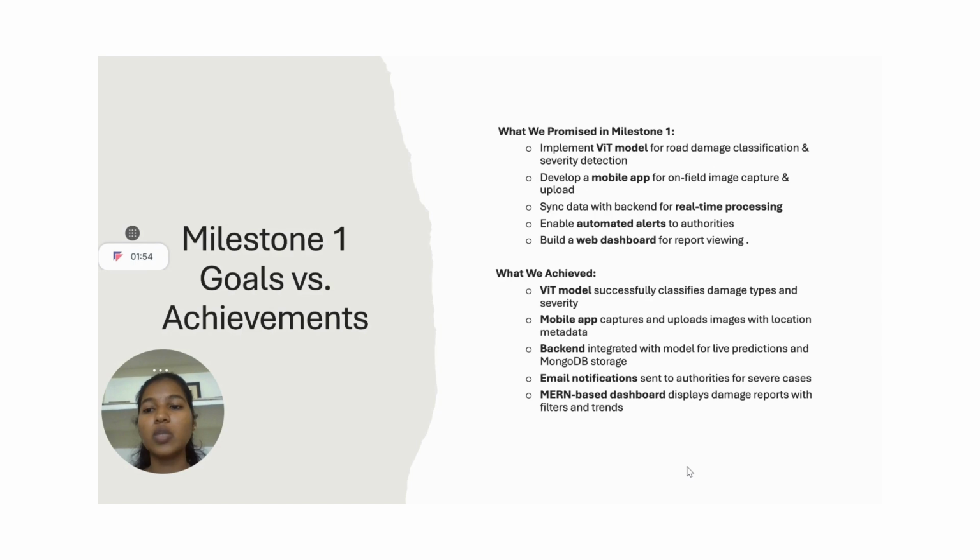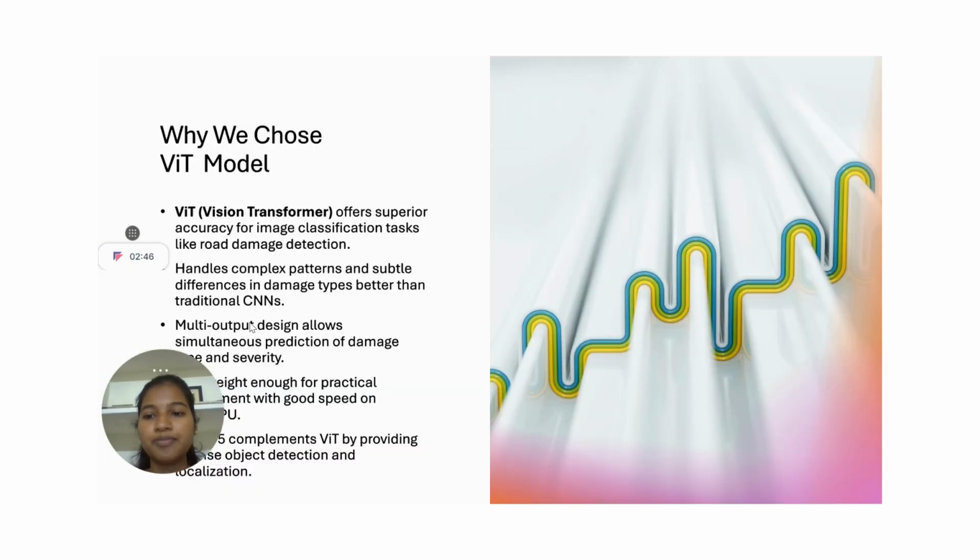Milestone 1's goals versus achievements. Let us compare what we planned versus what we achieved in milestone 1. We set out to implement the ViT model, build a mobile app for capturing damage, ensure real time backend processing, send alerts, and create a web dashboard. I am happy to report that we have achieved all of these goals. Our models are working, data flows seamlessly, alerts are functioning, and our dashboard displays live reports and filter options.